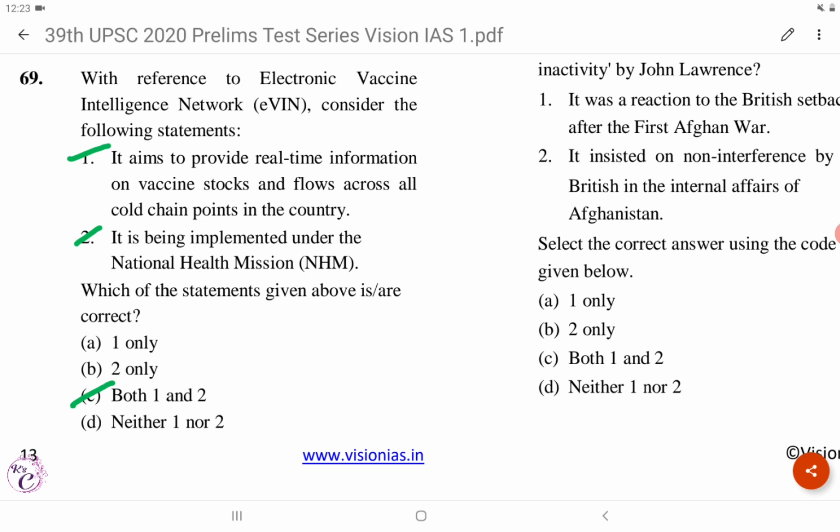The Electronic Vaccine Intelligence Network, EVIN, is an innovative technological solution aimed at strengthening immunization supply chain systems across the country. This is being implemented under the National Health Mission, that is NHM, by the Ministry of Health and Family Welfare. EVIN aims to provide real-time information on vaccine stocks and flows and storage temperatures across all cold chain points in the country. This robust system has been used with the requisite customization during the COVID pandemic for ensuring the continuation of the essential immunization services and protecting our children and pregnant mothers against vaccine preventable diseases.